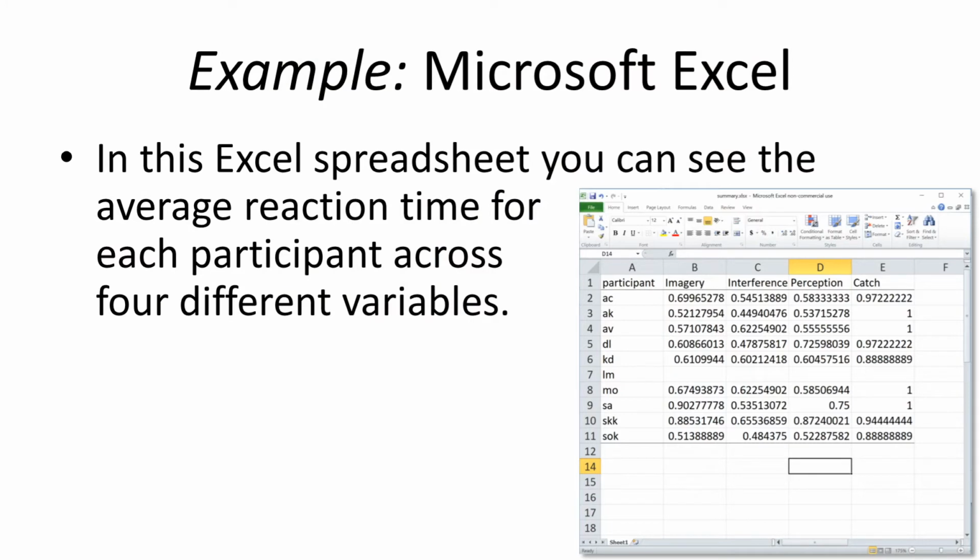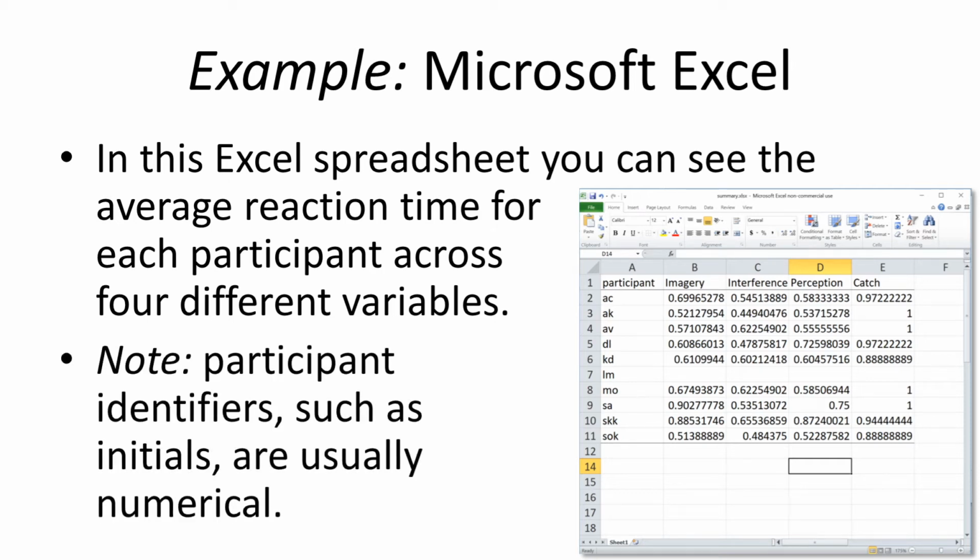So you can see the participant is in the participant's initials. You shouldn't really have initials, actually. That's not such a great practice. But the participant's initials I have in the first column, and then in the following columns I have their scores for each of these different conditions. So one row per participant and one column per variable. What I should really do is just change those participant initials to numbers. So like AC would be number 1, AK would be number 2, and so on.